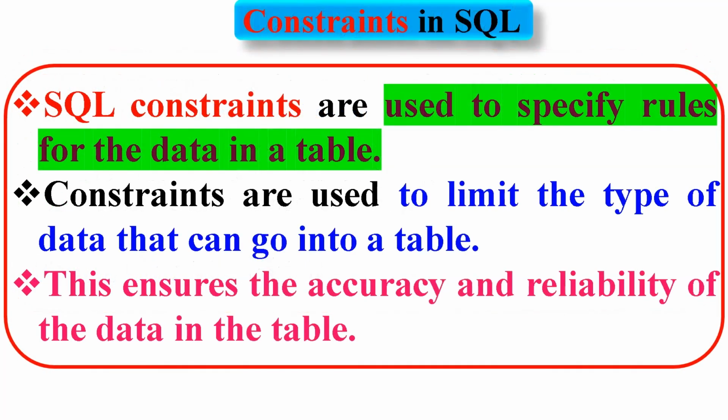Constraints in SQL. We will discuss some commonly used constraints in SQL. SQL constraints are used to specify rules for the data in a table. Constraints are used to limit the type of data that can go into a table. This ensures the accuracy and reliability of the data in the table.